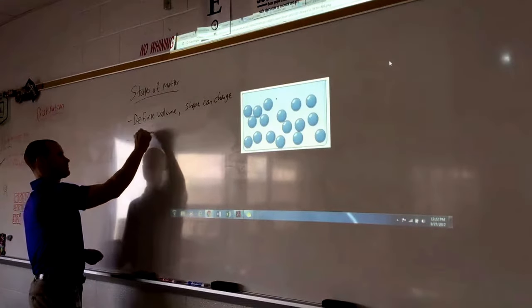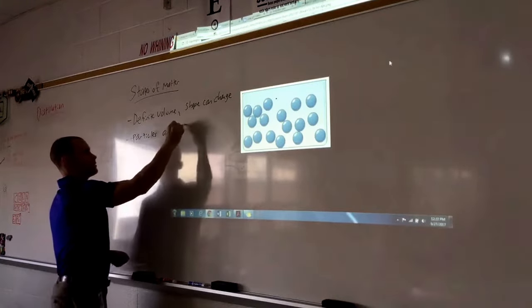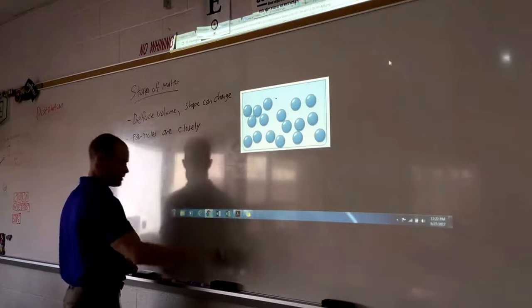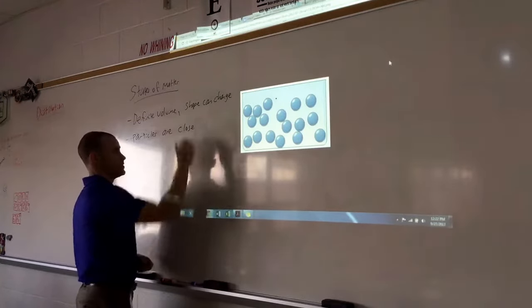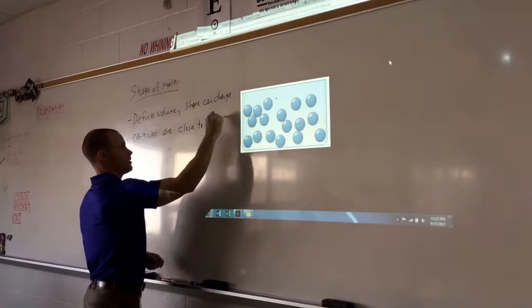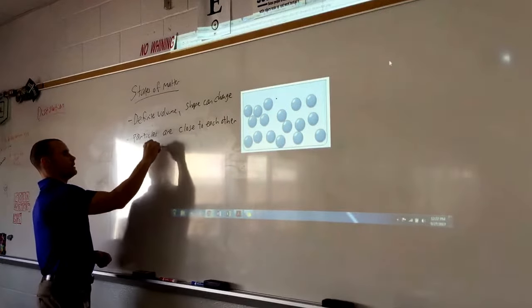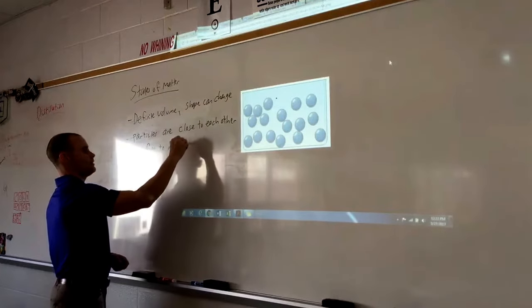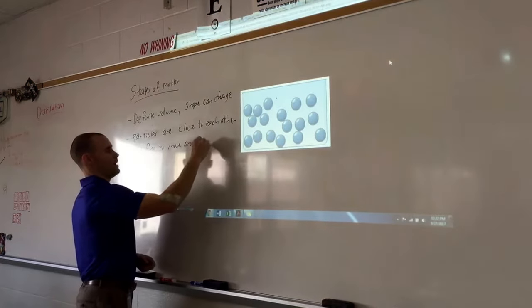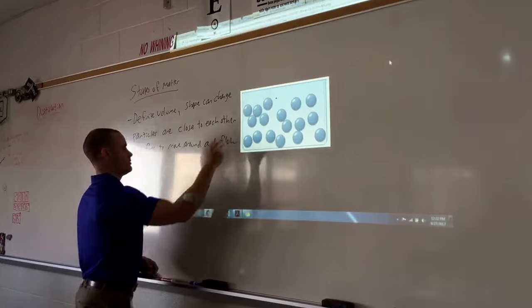Particles are close to each other, but free to move around, and we use the word flow. So move and flow.